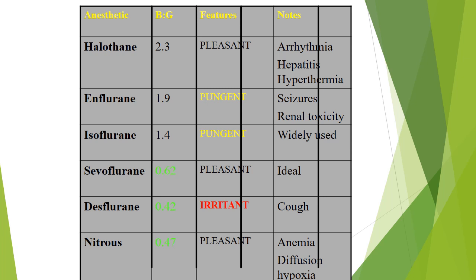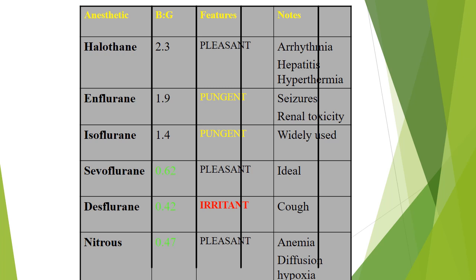Sevoflurane, its blood gas partition coefficient is 0.62. It has a pleasant feature. It is non-pungent. It is ideal for use as an anesthetic agent. Desflurane, the blood gas partition coefficient is 0.42. It is an irritant. It can cause cough.